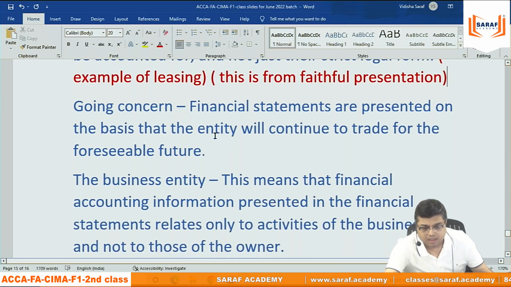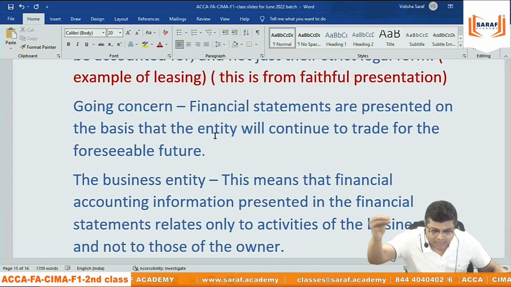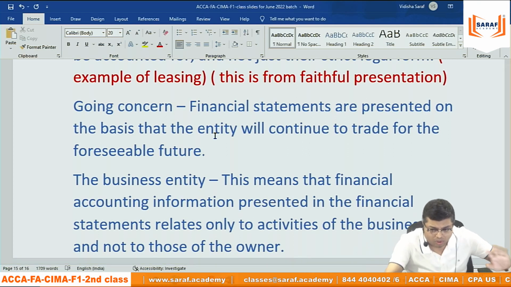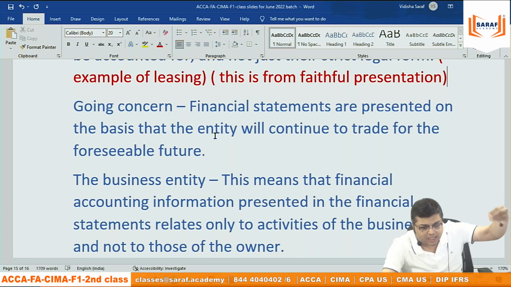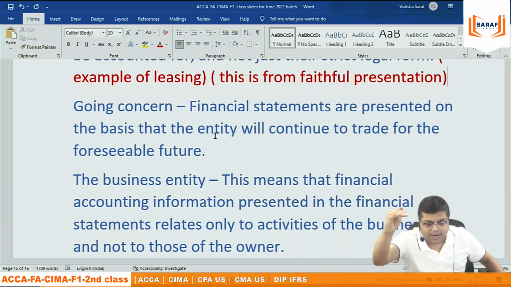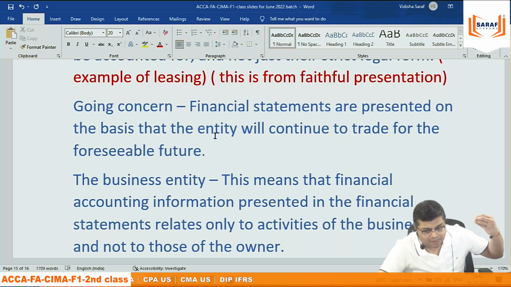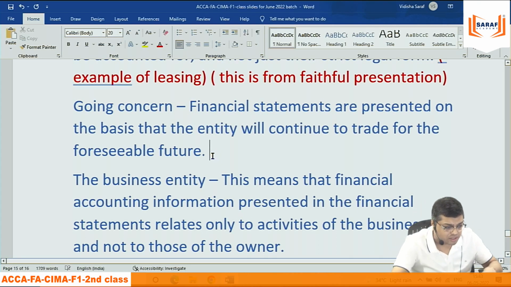Going concern. My business, Saraf Academy, is never going to be over. Suppose any time any business is going to close, not only a company, but sole proprietorship, partnership, any business. In the balance sheet, we record assets into two parts, non-current, long-term, and current, short-term. But if the business is going to close, everything is short-term. Everything is going to be disposed. The distinction between assets because of going concern.